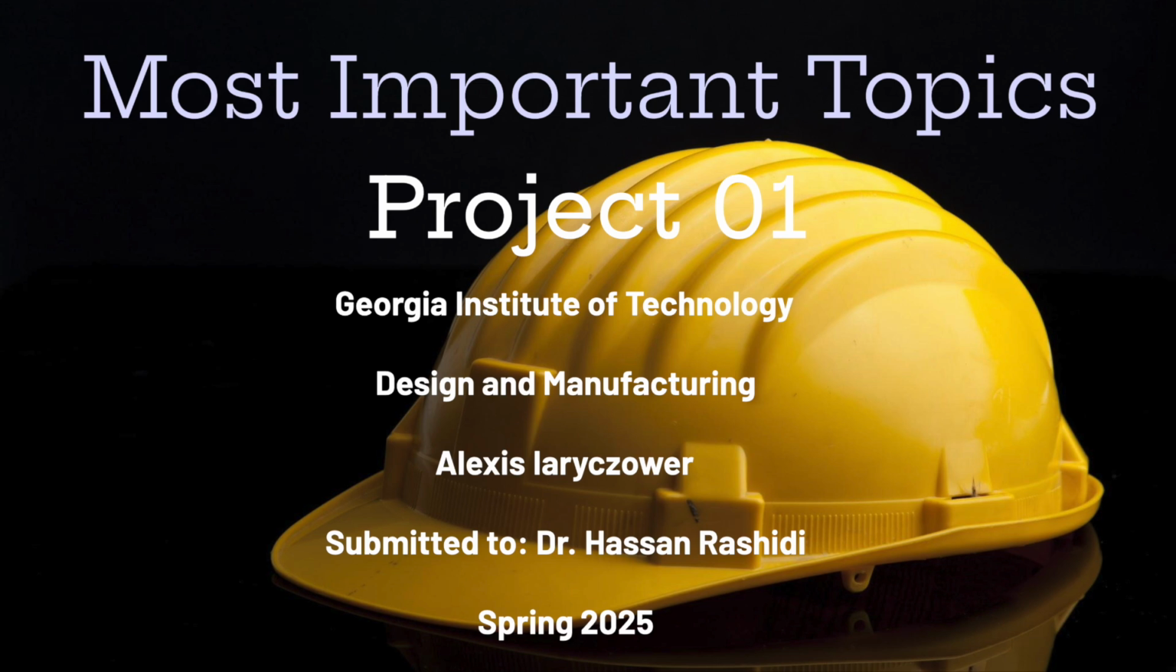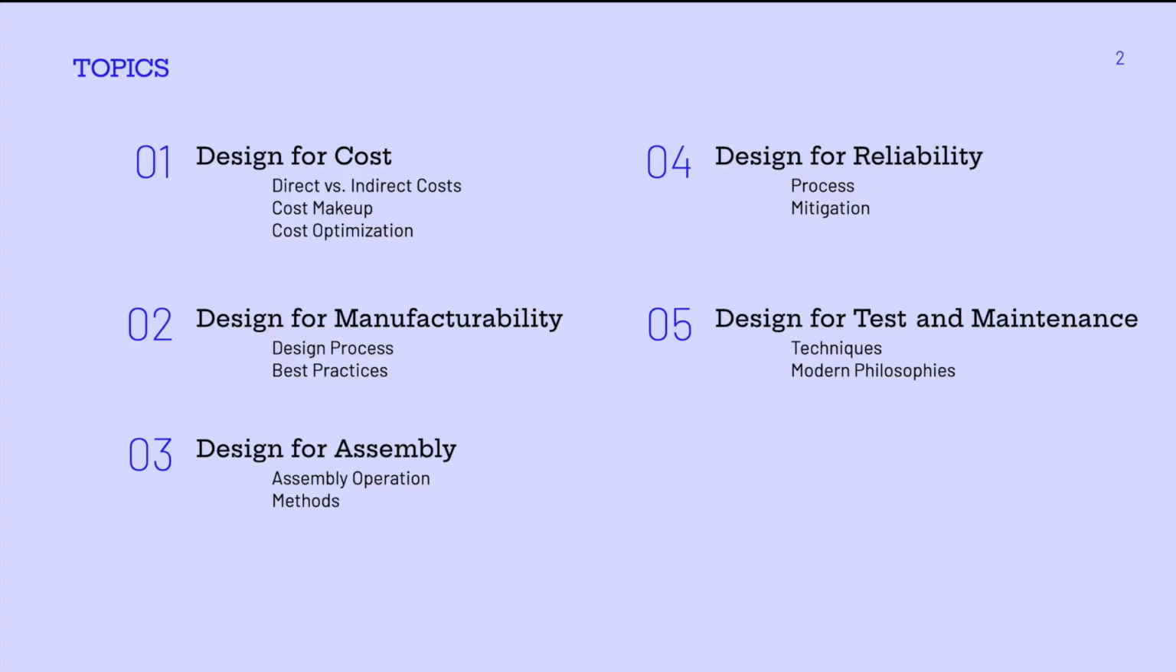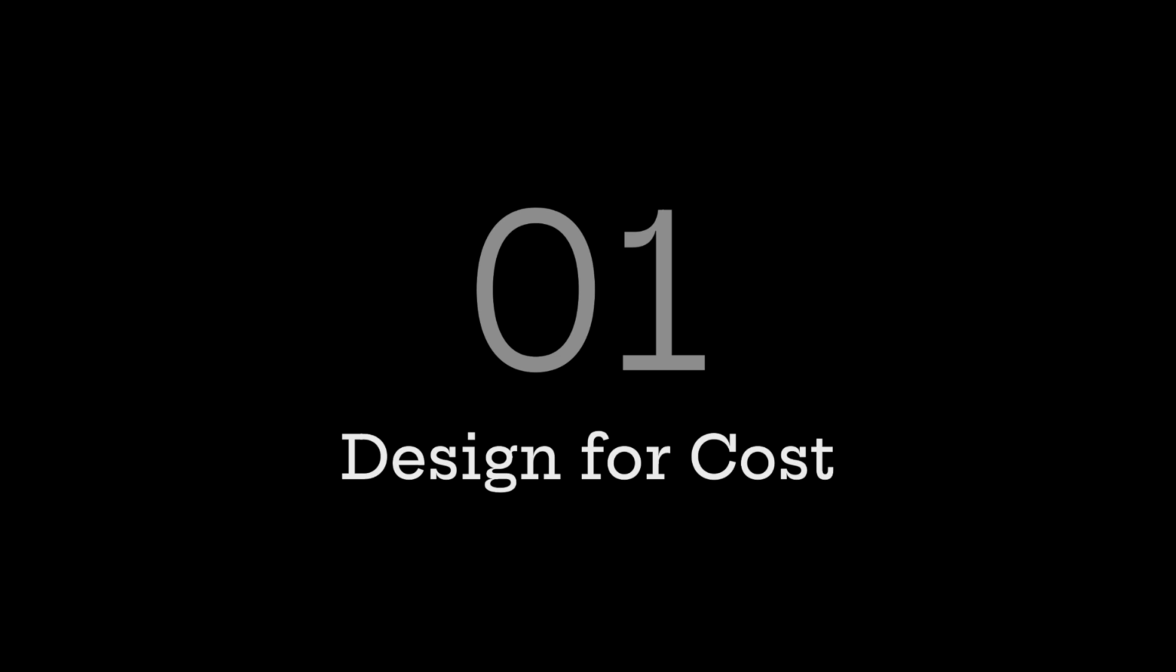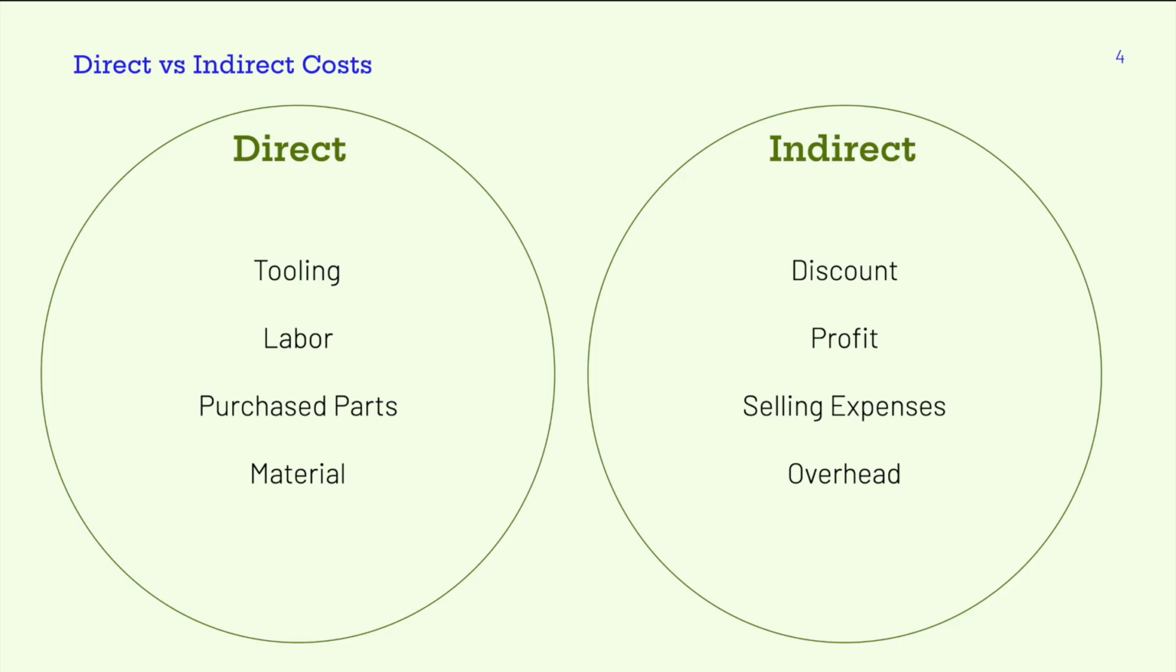Spring 2025. The 5 topics I think are the most important are designing for cost, manufacturability, assembly, reliability, and test and maintenance. So the first topic is going to be design for cost, and the 2 important things to keep in mind here are direct costs versus indirect costs.